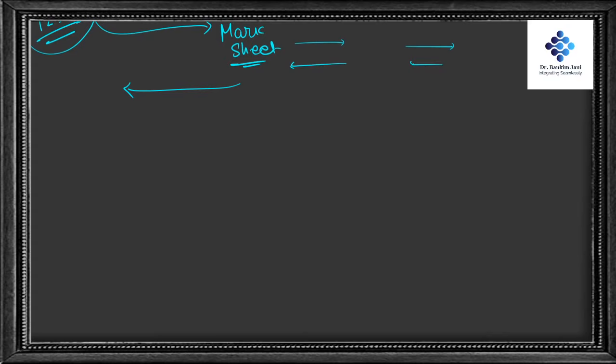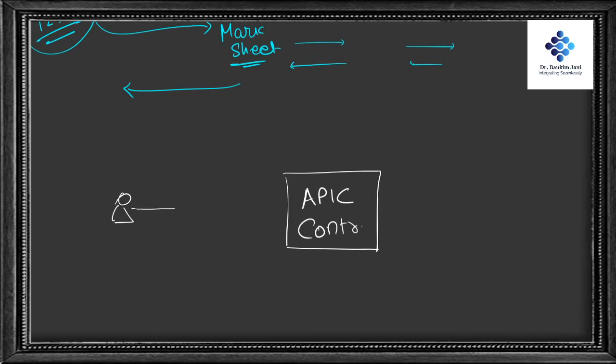it's like no one is sitting. There is the APIC controller over here, right? Now this will simplify everything. There is an APIC controller over here, and then there is a user. There is a user, right?